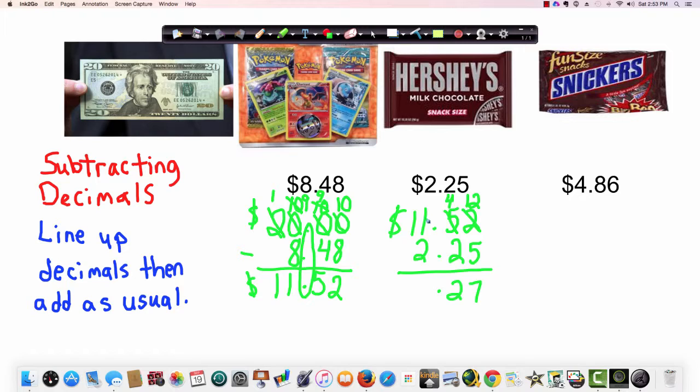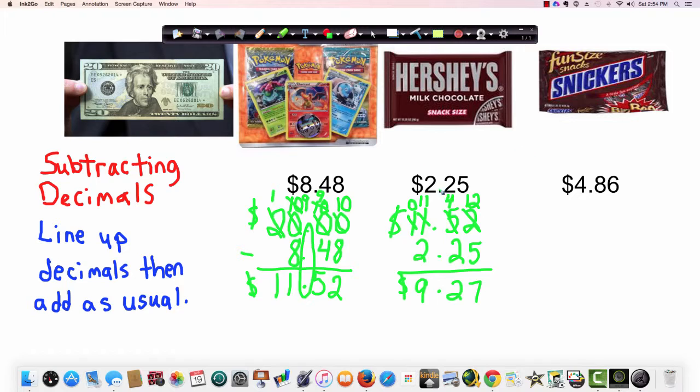And then I come over here and in the ones place, I just have 1 and I have a 2 down below, so that's not going to work. So I need to go next to it, and I need to regroup by taking 1 out of the 10, and so that leaves nothing left in the tens place. And I can change this, and I add 10 to the 1, and now I have 11. So 11 minus 2 equals 9. So I find out that I have $9.27 left after buying my Pokemon cards and the Hershey chocolate bar.